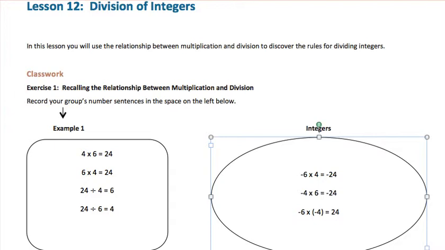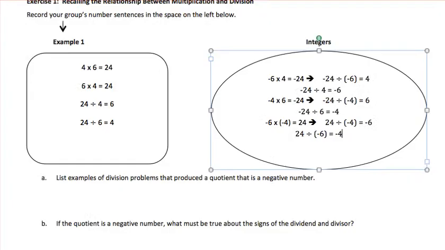Now we'll take those related math facts and we need to write 2 related division facts for each multiplication fact. And we can see all of the related division facts to our 3 facts on the right. In the next step then, we'll list the examples of division problems that produced a quotient that is a negative number. And there are 4 of those.